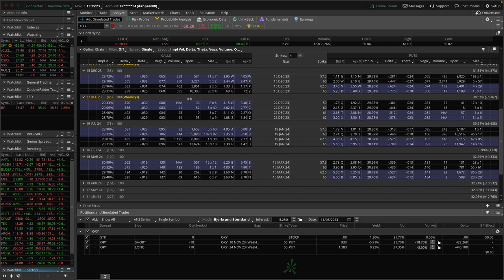So that is my 3 best tips on how to measure option liquidity and what it is and why it's important. I hope that helps.